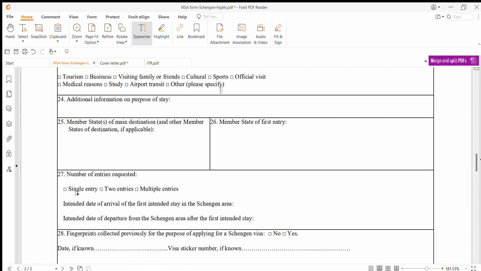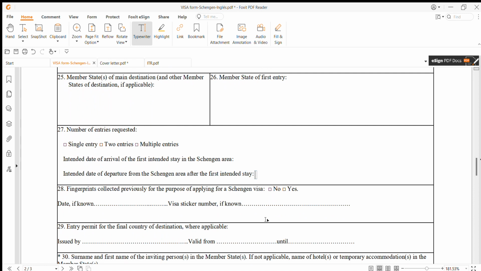You don't have to click single entry, two entries, or multiple entries, because this visa is going to be for multiple entries, I think. I don't know yet. So here, intended date of arrival of the first intended stay. Okay, so date of arrival according to you, and then intended date of departure, when you are going to catch a flight from that country, or from Europe, or perhaps if you are visiting multiple countries. Okay, so then I left these things.